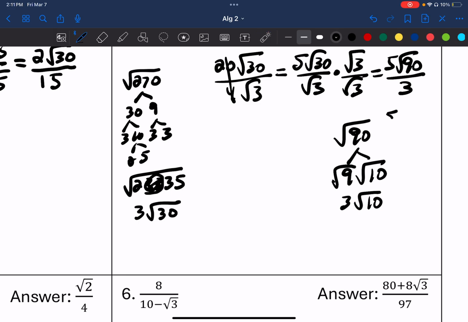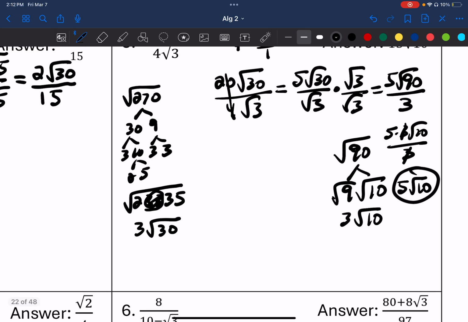So this would become 5 times 3 root 10 over 3. And if we have a 3 on the numerator and a 3 on the denominator, well, those divide down to 1, and our final answer is 5 root 10. I said there was a different way to do it.